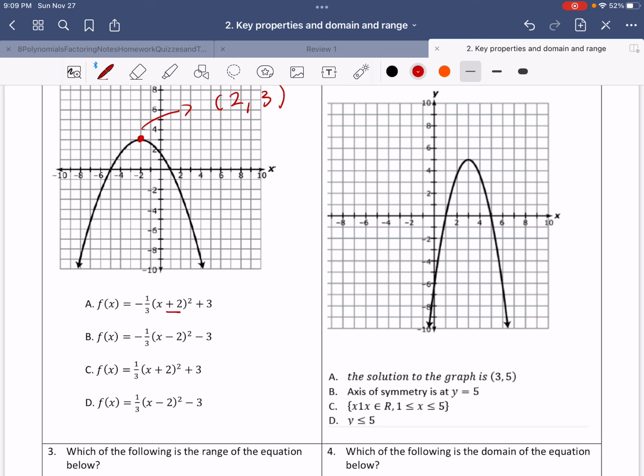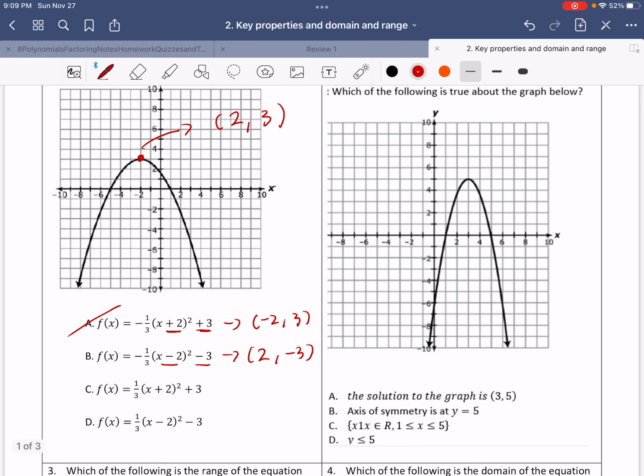Remember, you always think about the opposite. So this one is what? Negative 2, 3. That's not 2, 3, so that's not going to be the answer. This one, the vertex is going to be 2, negative 3. No, so it's not 2, 3, so that cannot be the answer. This one is going to be negative 2, 3. It's not 2, 3, so that's not the answer. So this one is 2, what the heck? Negative 3.